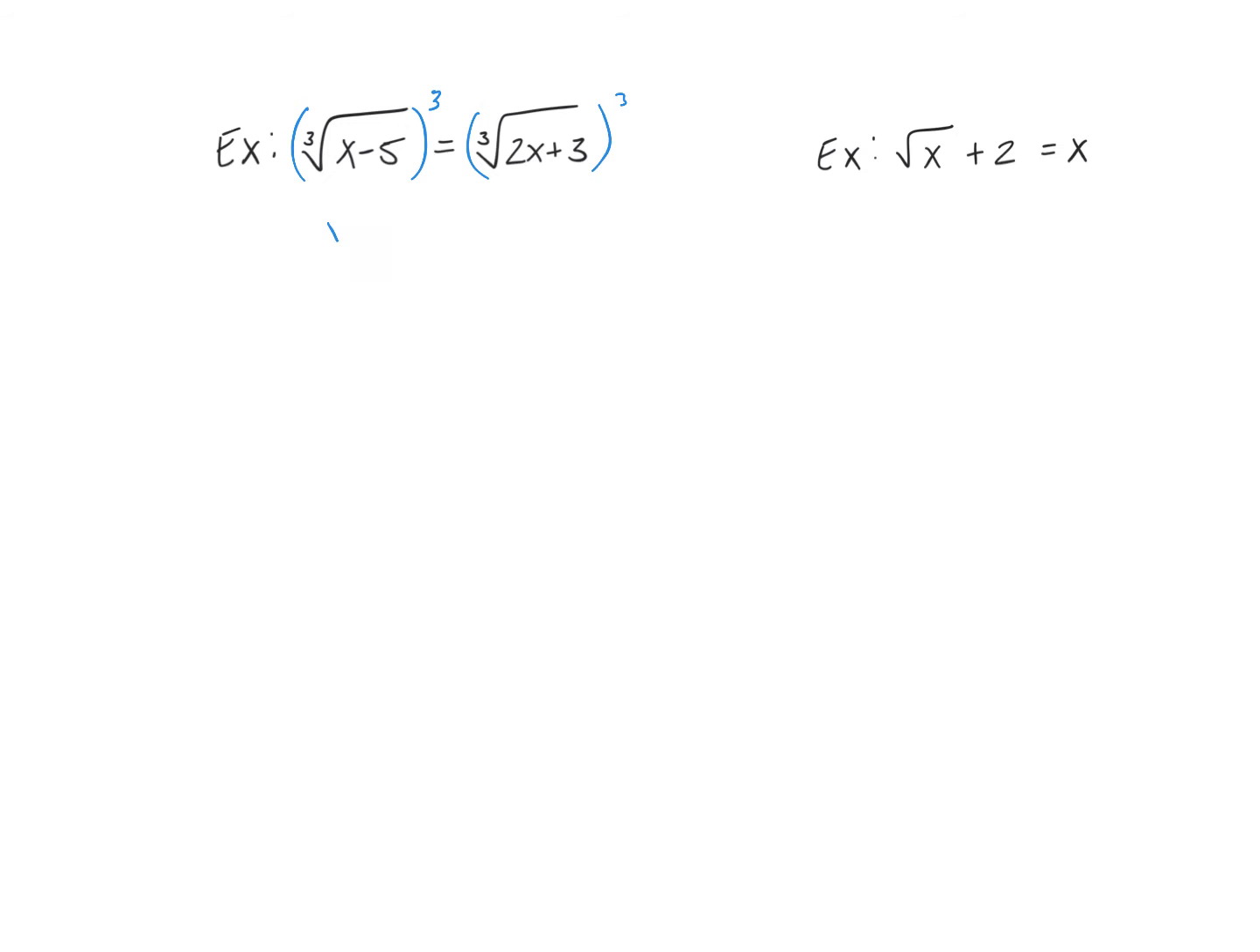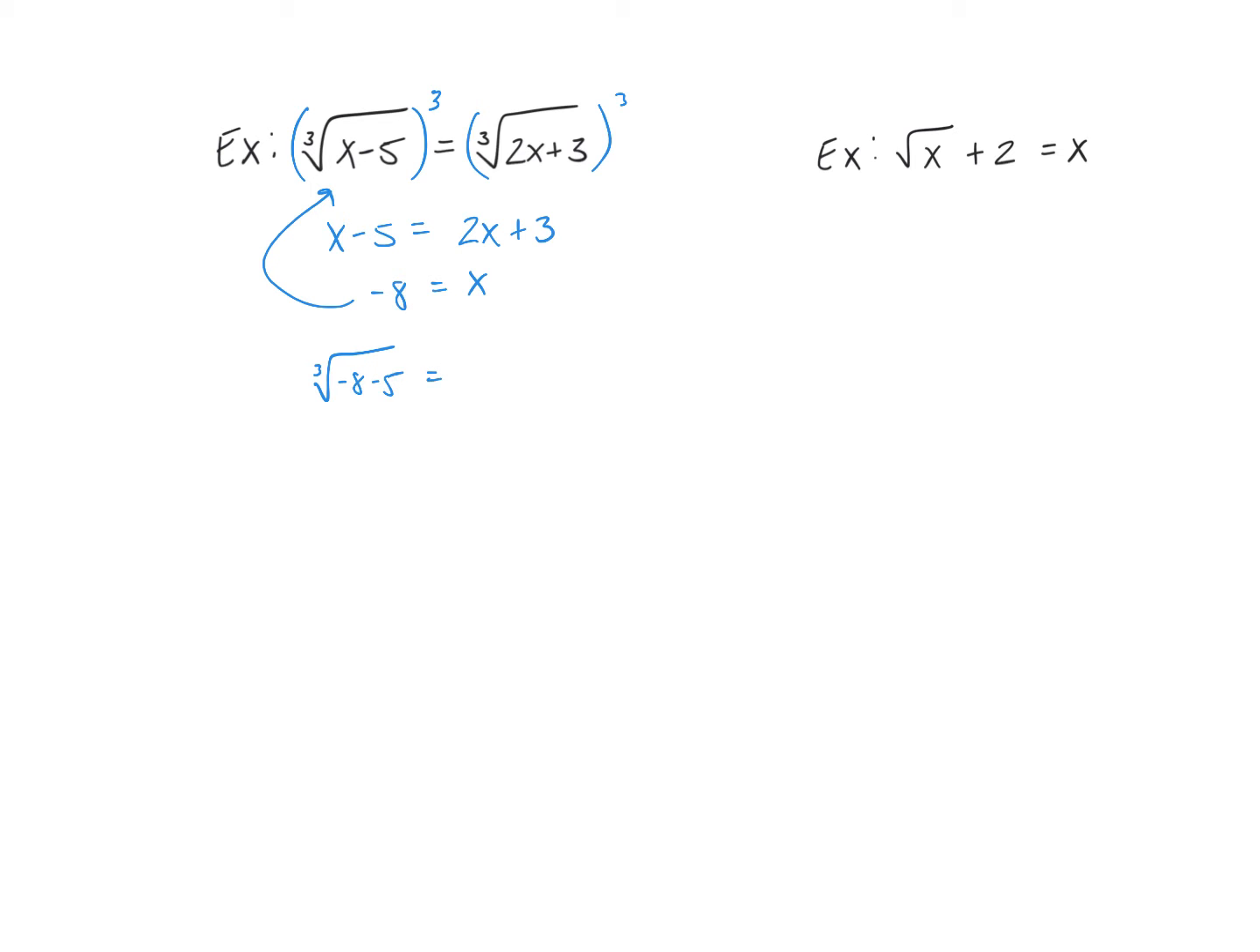So if you cube both sides of this, you are going to get x minus 5, and you are going to get 2x plus 3. Solving this is going to give you that x equals -8. Now, because there's no restriction, this answer is probably right. However, I would plug it in just to make sure that you mathed correctly.